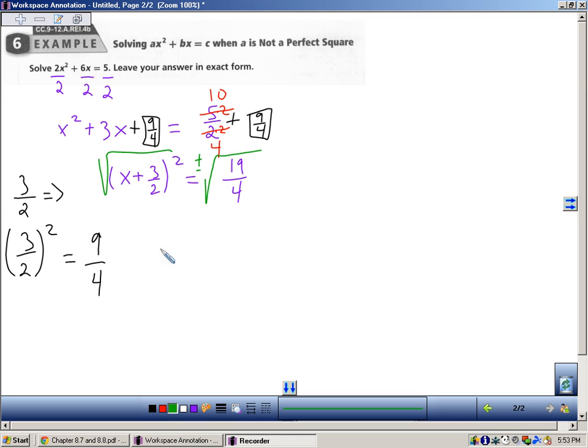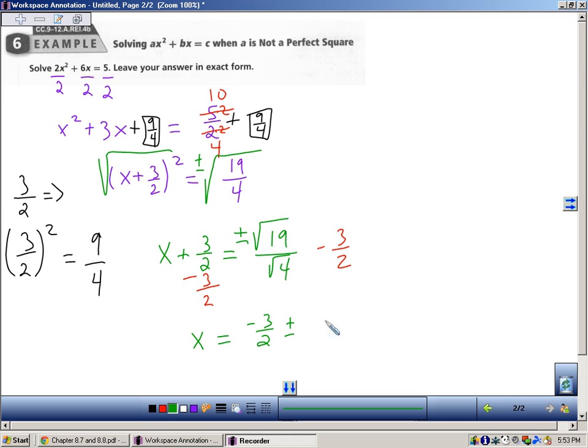And so we end up with this solution. It's x plus 3 halves equals the square root of 19 over the square root of 4, and it's still positive and negative. So clean this up. We're going to subtract 3 halves from each side. And so I end up with x equals negative 3 halves plus or minus square root of 19 over 2.